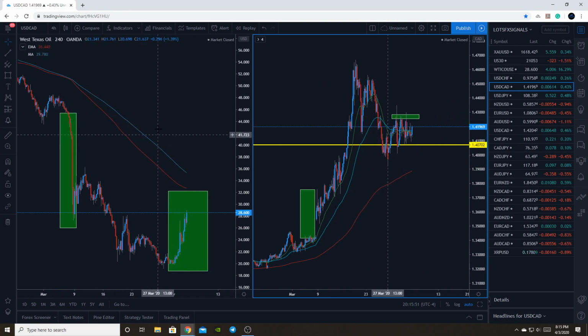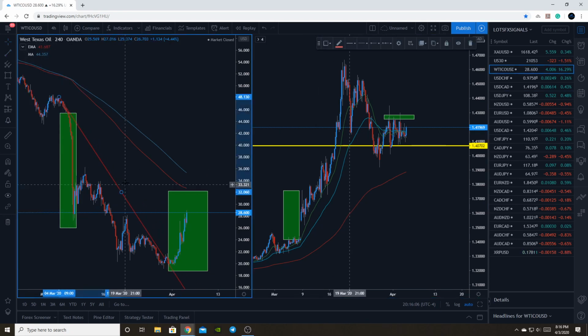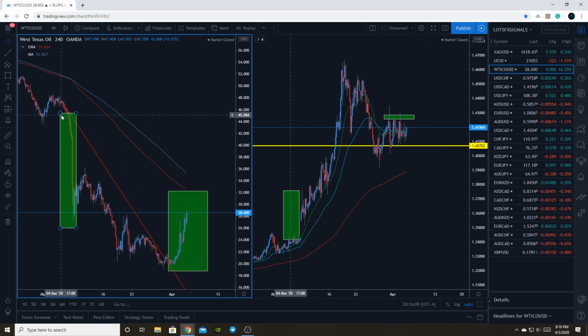So by knowing that they correlate in a negative way, that means that whenever oil goes down, you're gonna see USD-CAD go up. So if you see that we have a perfect clear downtrend from up here to down here, and you see that oil is gonna start going down, then I'm gonna start looking for buys on USD-CAD.